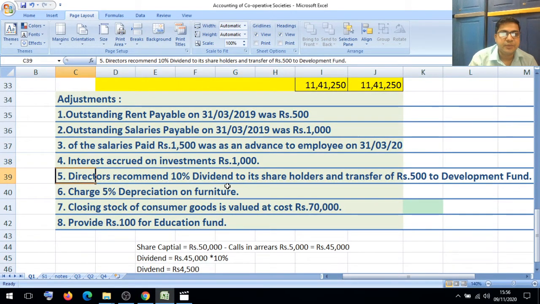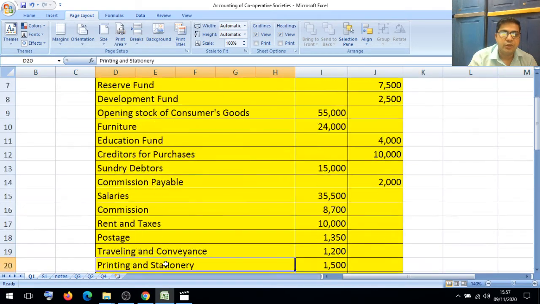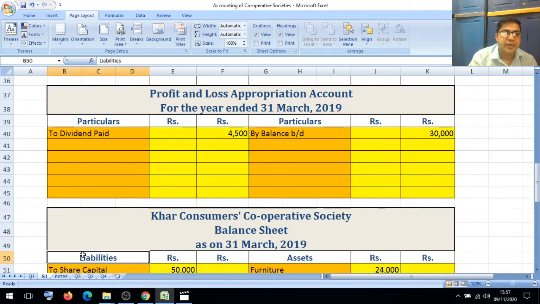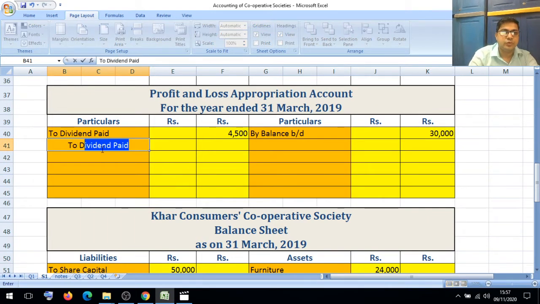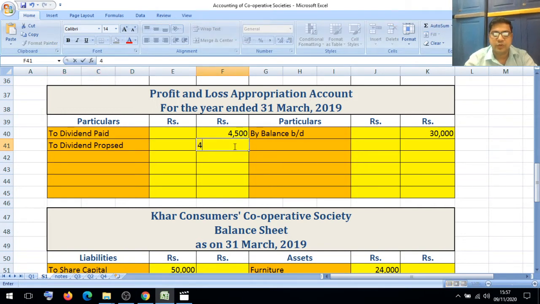Now directors recommend 10% dividend to its shareholders. We already discussed the share capital value was 50,000; from this, 5,000 calls in arrears deducted, the rest of the capital is 45,000. On that we have to charge 10%, meaning the dividend is 4,500. We have to show this 4,500 dividend in our profit and loss appropriation account debit side, to dividend, and this dividend is called a proposed dividend. It is a proposed dividend or a current year dividend. So we have to show it separately, and the value is 4,500.